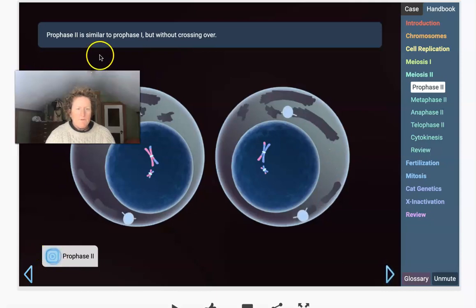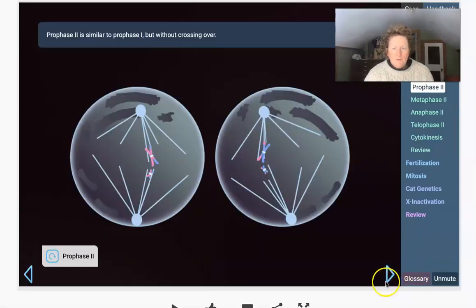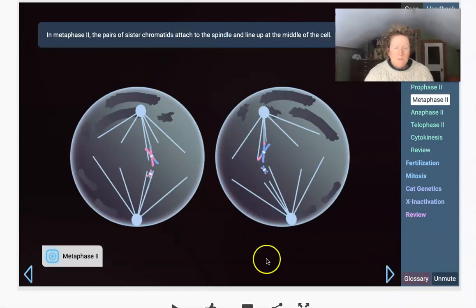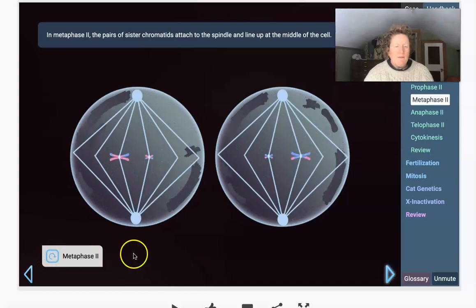So here's prophase 2. The spindle fibers come over to organize all the chromosomes here. Here's metaphase. We've got everything lined up in the middle. Meta means middle.